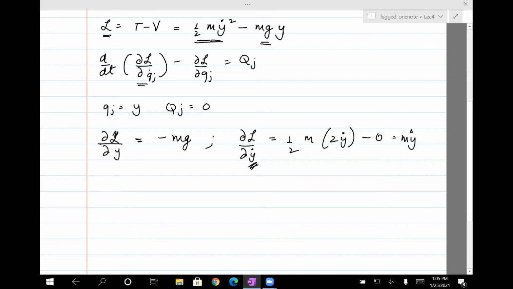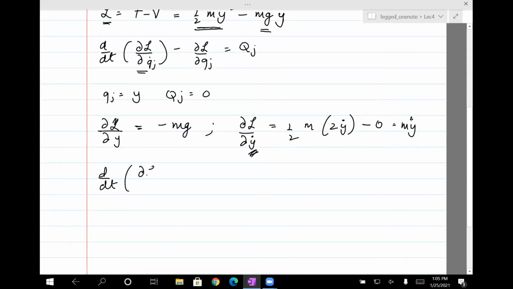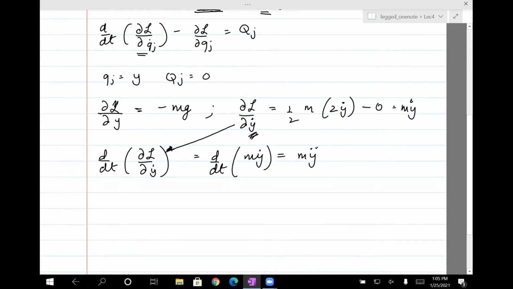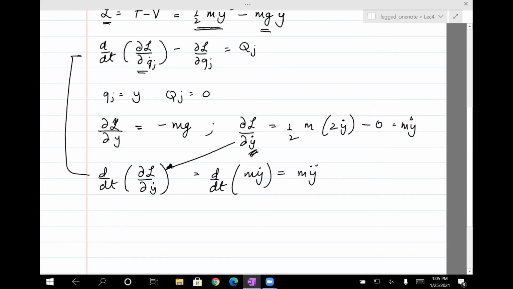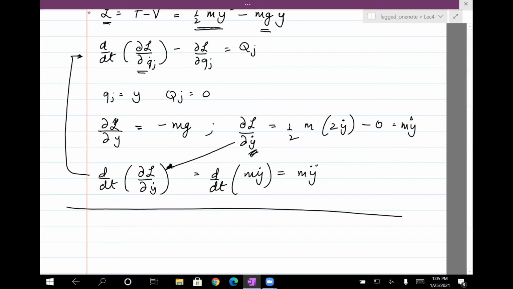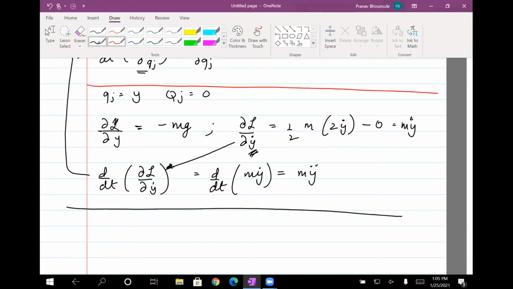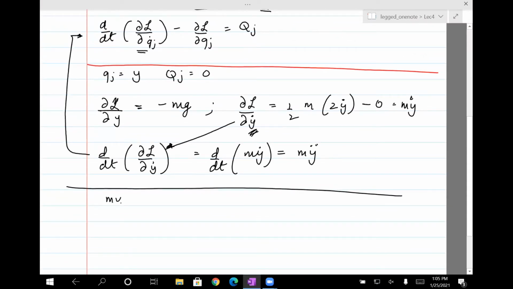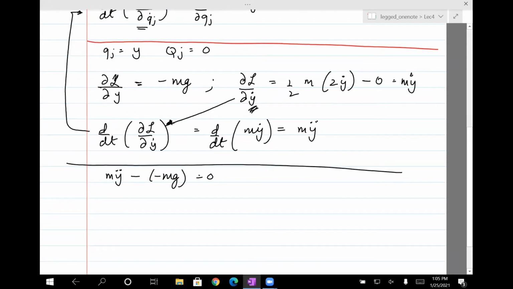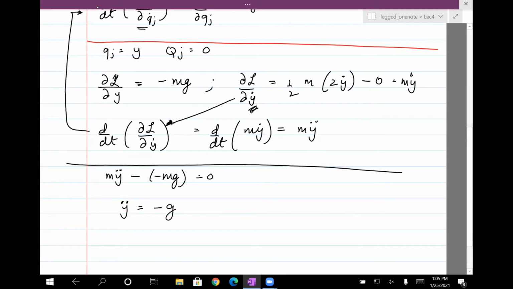The final step is d/dt of dL/dy dot, which is d/dt of m y dot, equals m y double dot. The derivative of y dot with respect to time is the derivative of velocity, which is acceleration. Now we can plug all these things back into the equation, so we get m y double dot minus mg equal to 0. And so we have y double dot equals minus g, which is the equation of motion for a ball dropped under gravity.